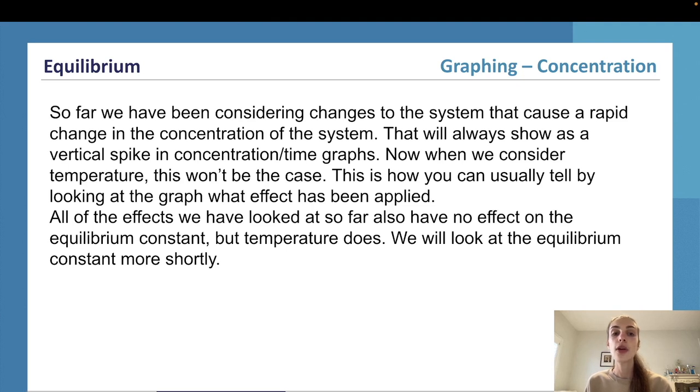And so all of the effects we've actually looked at so far will have no effect on the equilibrium constant, so that being our concentration or our pressure, but temperature will have an effect on our equilibrium constant. And so we'll have to look at the equilibrium constant in a little bit so that we can understand that in relation to temperature.